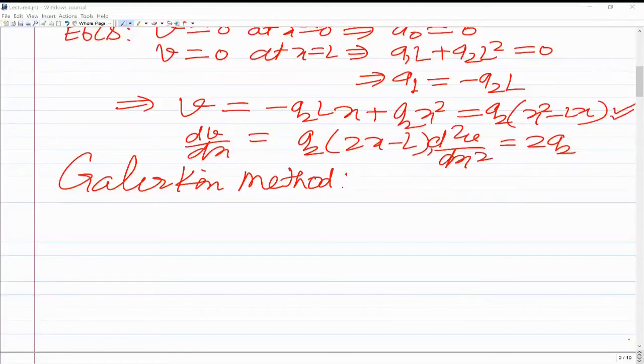Okay. So I was just asking what would be the weight function for this case if we are using Galerkin method.